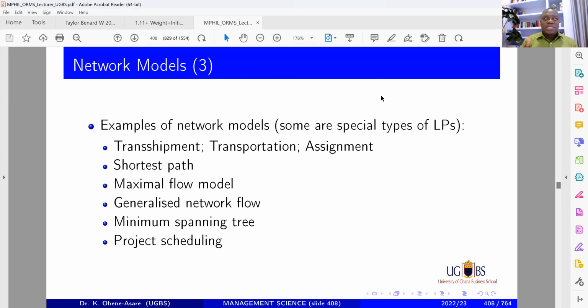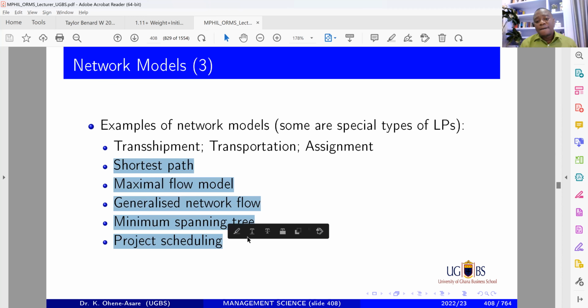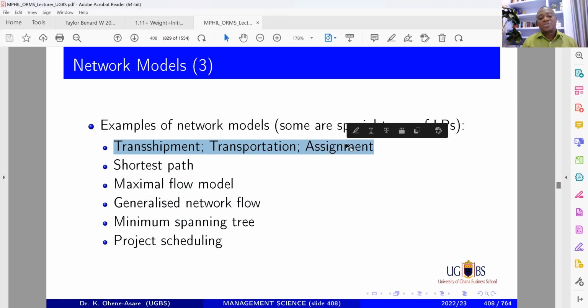We use this whole network model to understand transportation models, transshipment models, and assignment models. There is also the shortest path, the maximum flow, the generalized network, the minimum spanning, and the project scheduling. I will not teach you any of these, because of your mental equilibrium status. I'll be talking about only the first 3: transportation, transshipment, and assignment. But before we do that, you want to understand some few things about the nodes and then the arcs.